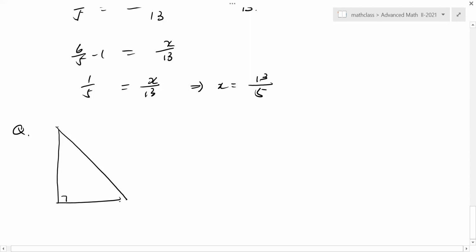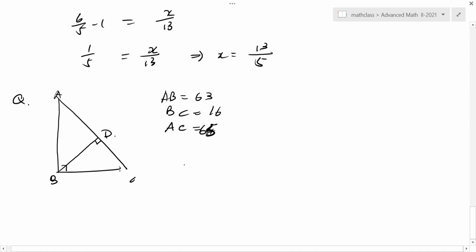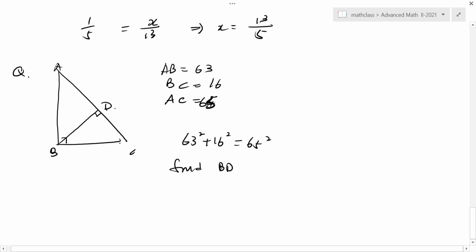Now this next one is a little bit more difficult, to figure out the two similar triangles. This is a right angle, A, B, C. I'm going to draw another line perpendicular to this. What I know is AB equals 63, BC equals 16, and AC equals 65. So this is indeed a right triangle. Sometimes you're not given this information. You can check that 63 squared plus 16 squared equals 65 squared. So this is indeed a right triangle. Find the length BD.